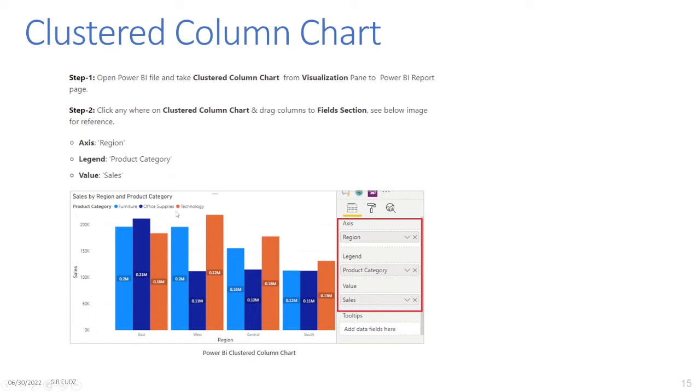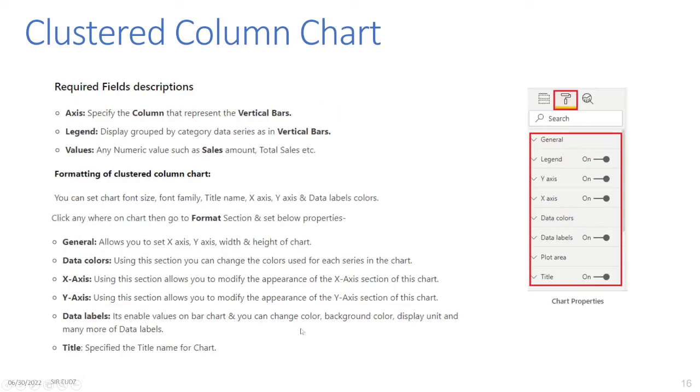Again, these are the legend. So, okay. Required field description, axis, specify the column that represents the vertical bars. Legend, display group by category data series as in vertical bars, and values, any numeric value such as sales amount, total sales, etc.